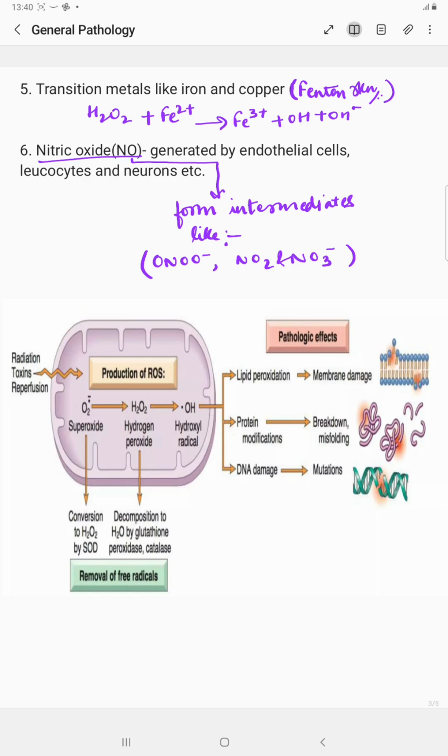Now this image summarizes how free radicals are produced, how these free radicals are normally removed from the body, and their pathological effects in the form of lipid peroxidation, protein modifications and DNA damage.